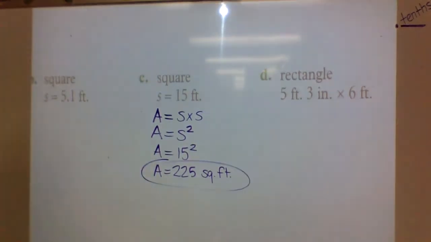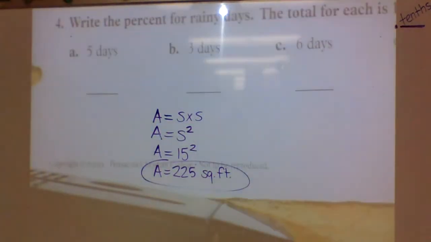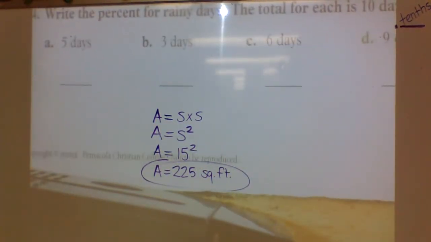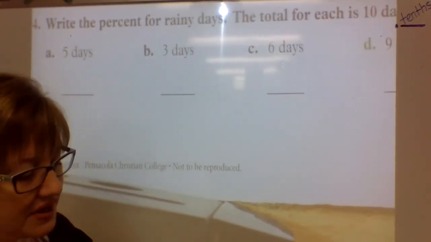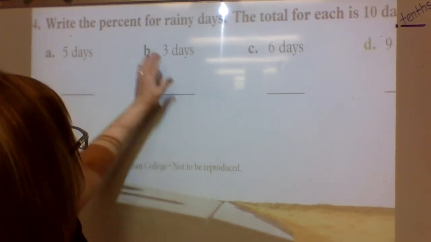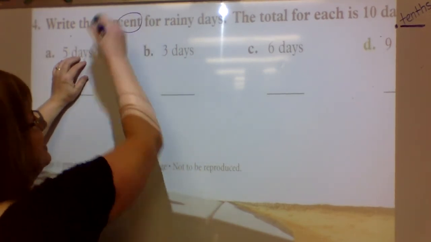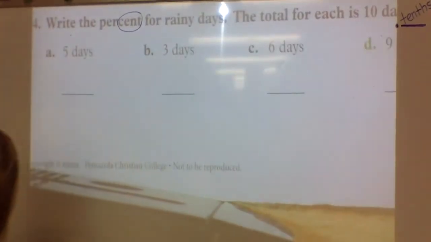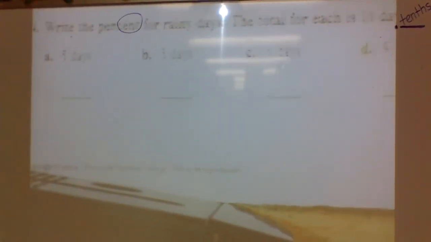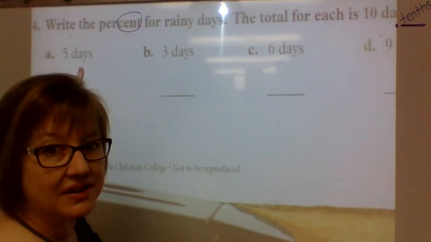Okay, then go back to the other side of the page. And let me help you remember this, because I bet some of you will say, Mrs. Meyer, I didn't understand this section. Okay, they're kind of doing some different things here to test today to see if you got it. It says to write the percent. Remember, percent is based on per 100 cents that makes a whole dollar. The total for each is, what does that say? 10 days? Sorry, Winnie. Winnie's tripping me. The total for each is 10 days. Okay, so out of 10 days, it rained 5 days.